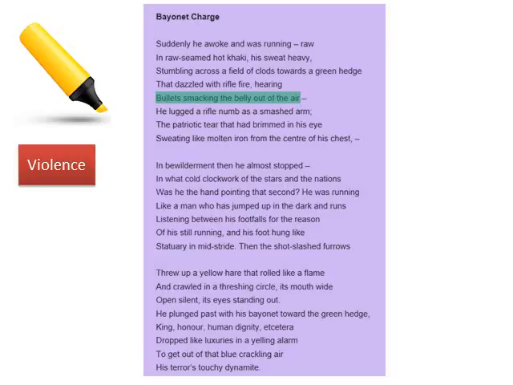So what could we have picked out to analyse? Well, I might pull out the phrase "bullets smacking the belly out of the air," because it's an effective metaphor, and there's also lots of opportunity to analyse the lexical choices in relation to the theme of violence. I might also have picked out that final line, "his terror's touchy dynamite." I'll be able to analyse this with multiple levels of interpretation.